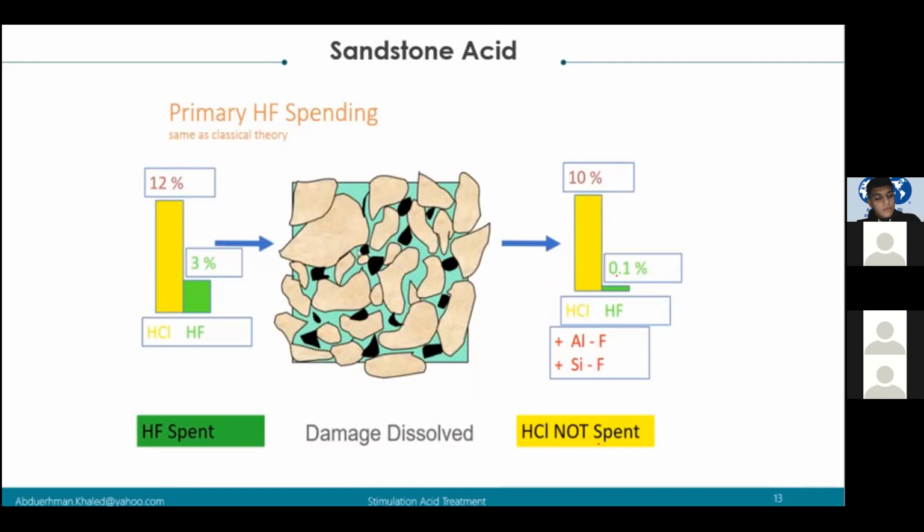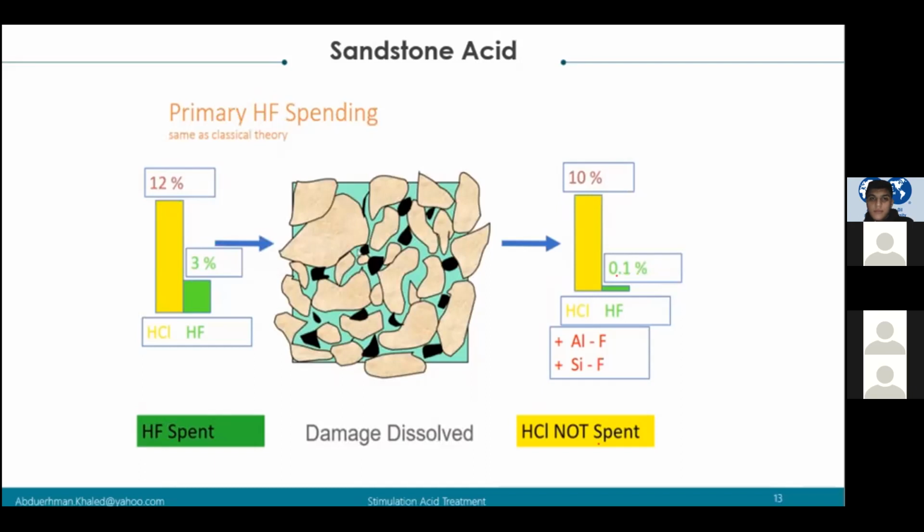So as a result and as a primary reaction, we will have something like 10% HCl and 0.1% HF. And we will also have a combination of ammonia, silica, and silicon fluorides, and this is primarily the spending of HF.